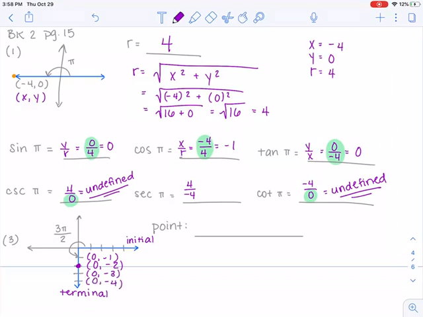You get to pick any point you want, but once you pick a point, you would use that for your x and your y, then solve for r and do the same thing we did for numbers 1 and 2.